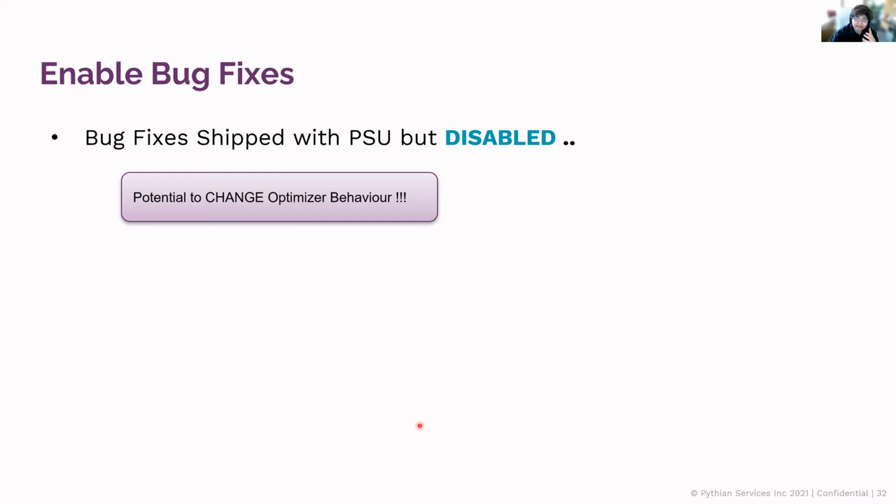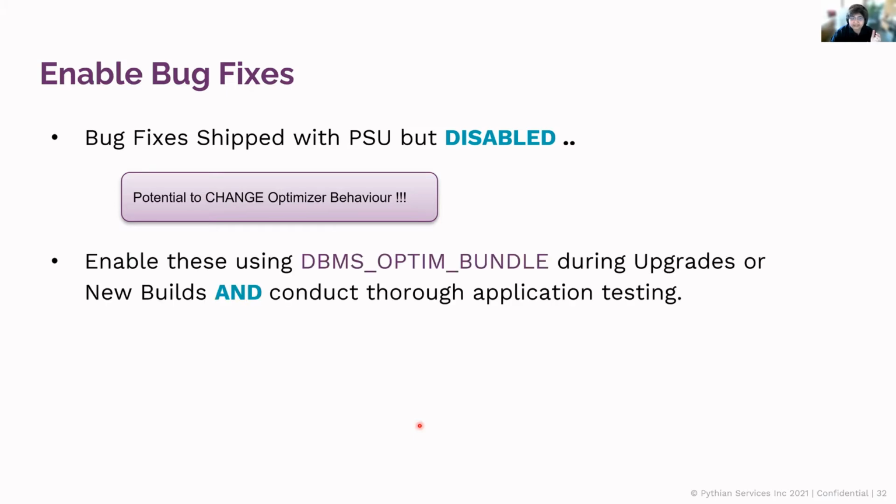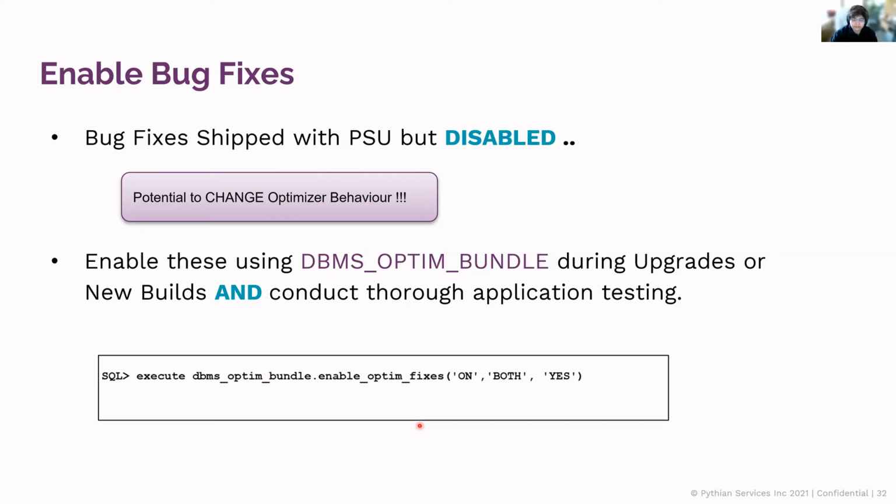But when you're migrating or upgrading to a new version, it is a given that you are going to conduct thorough application testing. In that case, use the DBMS_OPTIM_BUNDLE and be sure to conduct the testing. The benefit of this is that since you'll already be conducting the upgrade testing, this will just nicely merge into the entire scenario. So don't forget to enable the bug fixes for the RUs that you've been using. You can enable them using this particular command.